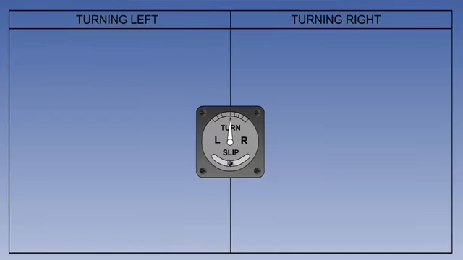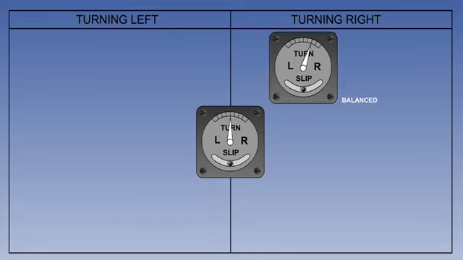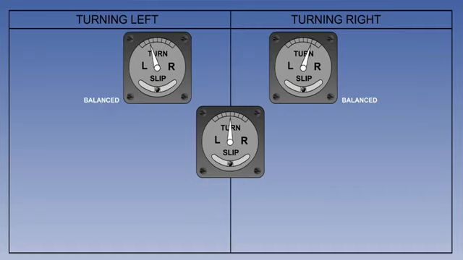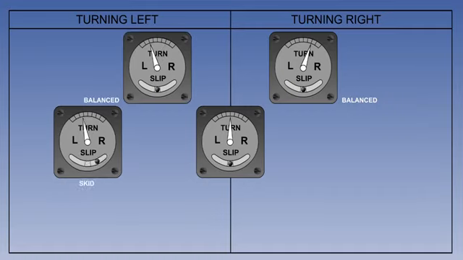Having now looked at the principle of the turn indicator and also the slip indicator, let's put the two together and see what indications we might expect to see on the turn and slip indicator. A balanced turn to the right. Note the ball is centralized. A balanced turn to the left. Here we have a left turn and insufficient bank has been applied for the rate of turn. The aircraft is skidding outwards in the turn.